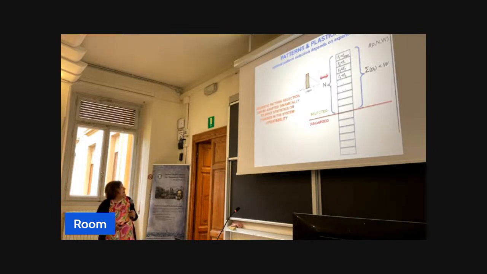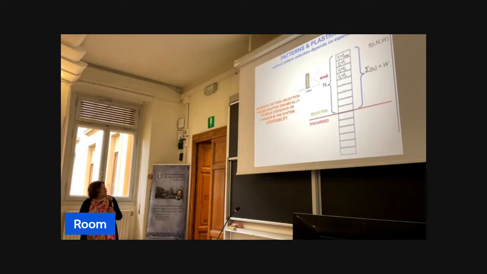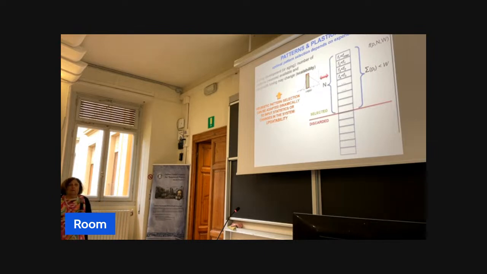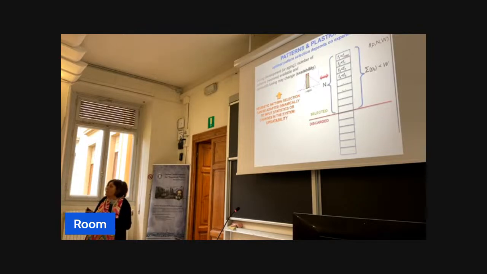Now, this heuristic pattern selection can be adapted dynamically to the changes in the statistics of the environment, but also changes in the system. Why? Because we know that our system changes. We grow, we get older, and so the number of neurons, but also the bandwidth of the system changes.